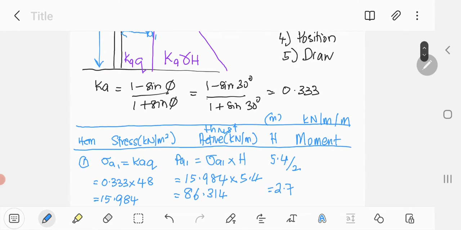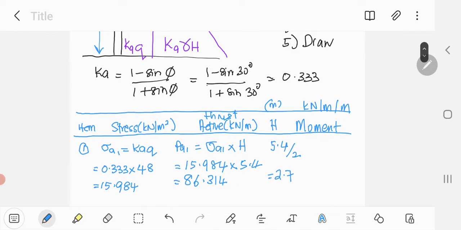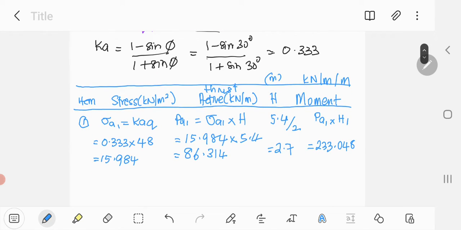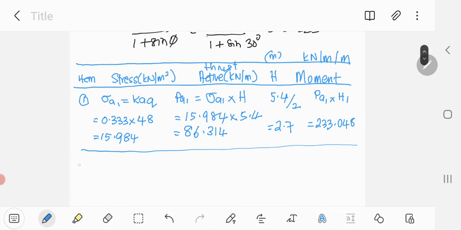Okay, I suggest to calculate the moment, and I will explain why you need to calculate the moment. How to calculate the moment? It is actually PA1 times the position, and then you get the moment value. So 86.314 times 2.7, you get 233.048. Okay, that is for element number 1. Next, calculate for element number 2.